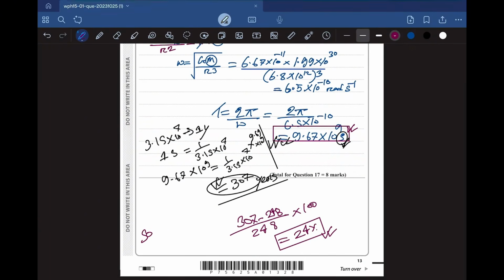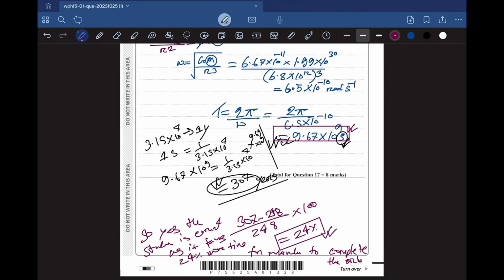So we can say, so yes, the statement is correct, as it takes 24% more time for Mach to complete the orbit. So that's how we can actually write it down.